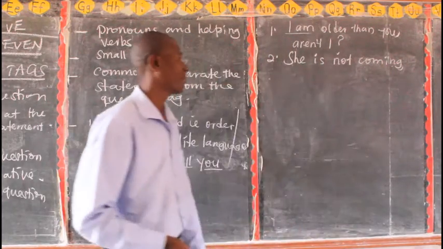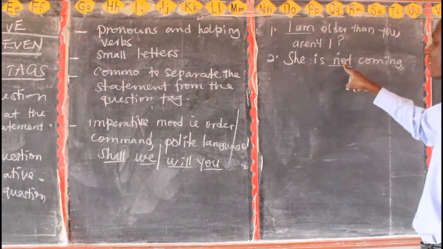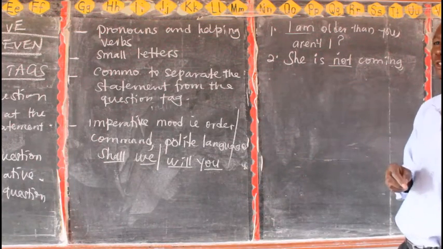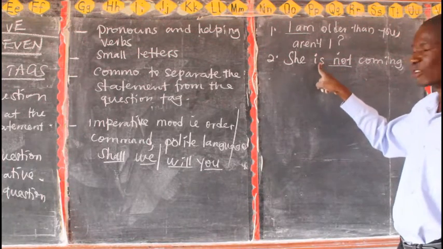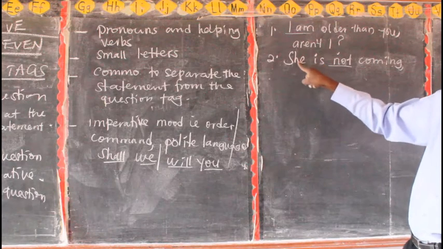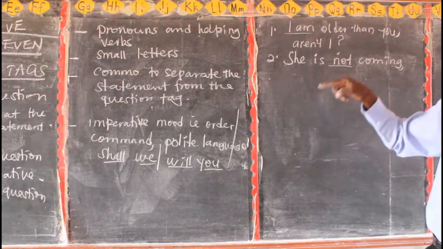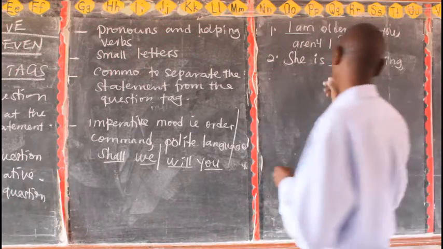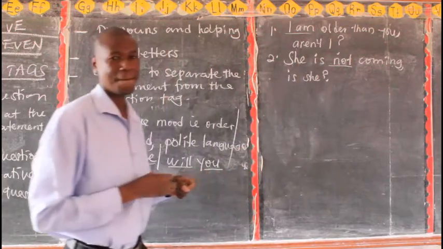Now this one is already negative. Since it is negative, it is going to give us a positive question tag. I have already said that question tags use helping verbs and pronouns. So the helping verb used here is "is" and the pronoun is "she." But remember, the statement is negative, which means our question tag is going to be affirmative. So this one is supposed to be "is she?" And then you put a question mark.